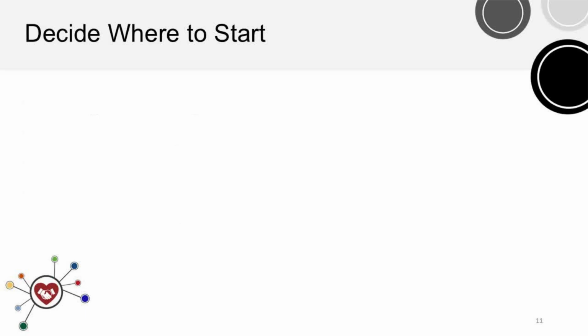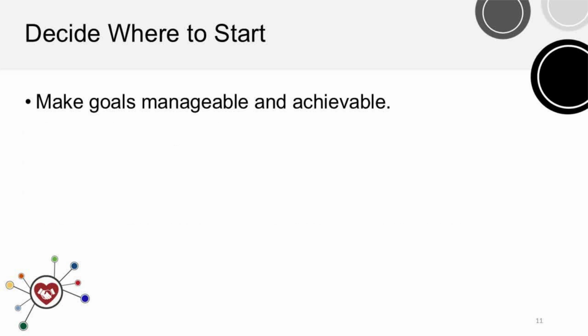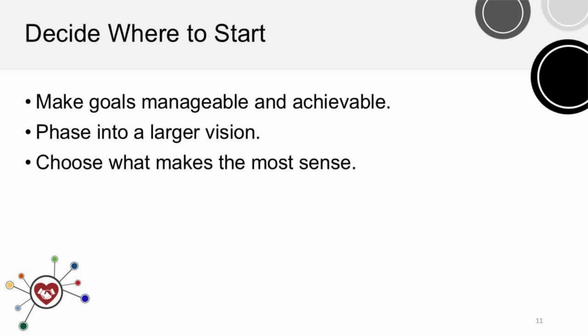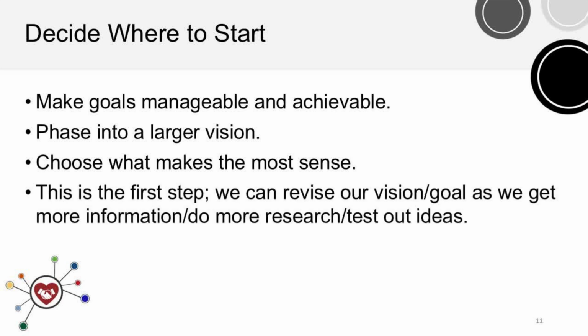When choosing our goals for team-based care, we want to make sure to keep them manageable and achievable. We can always expand our goals to fit a larger vision of team-based care or do a phased approach. Many factors will determine where we start. At this point, we will choose what makes sense to start with, based on what we know now. This is just the first step in the planning process, and we may revise as we get more information and test out ideas.